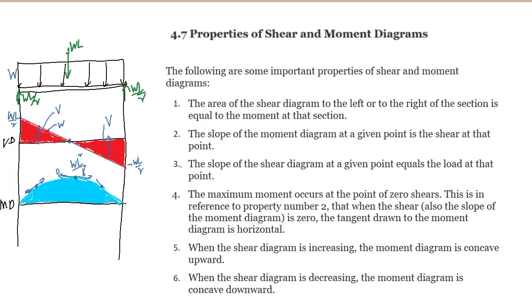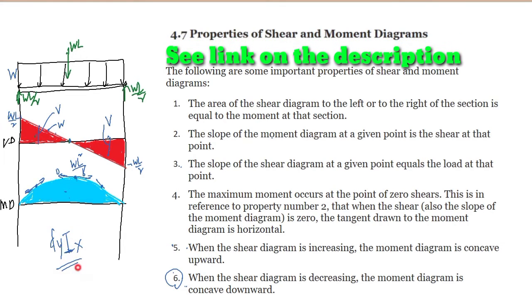When the shear diagram is increasing, the moment diagram is concave upward. So in this case, our shear diagram is decreasing, no? So we have our moment diagram which is concave downward in this case. But if you have trouble sketching whether it is concave upward or concave downward, you just remember the DYIX. If you haven't watched the previous video, pakitingnan na lang kung paano ginagamit yung DYIX.